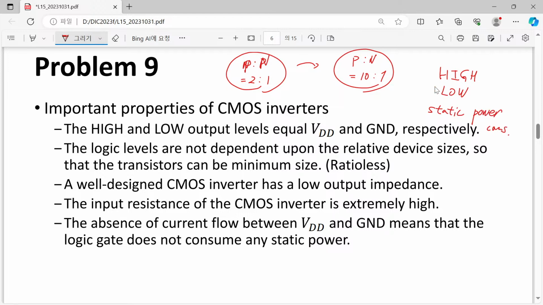So the answer is quite easy. High logic level is always VDD, and low logic level is always just 0 volt, ground. And in the case of a CMOS inverter, if we neglect leakage current, then static power consumption is quite close to 0. So in the ideal case, without the leakage current, these quantities are not that much affected by this kind of change in their P to N ratio.